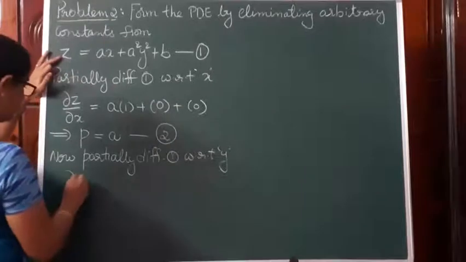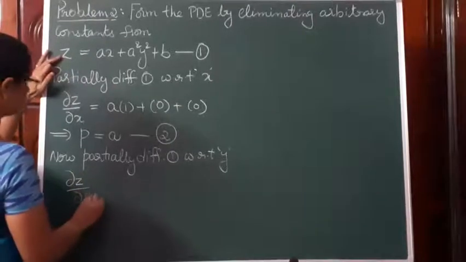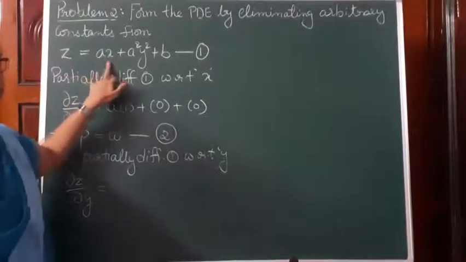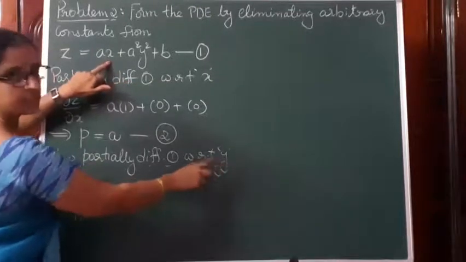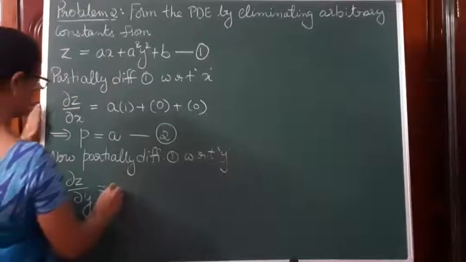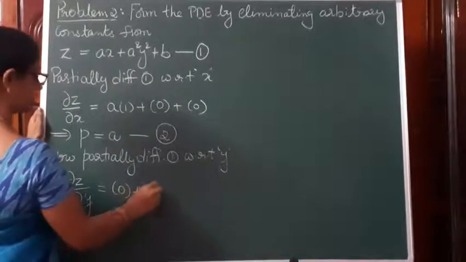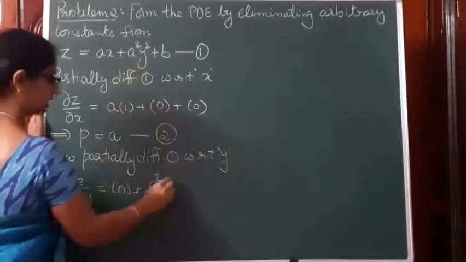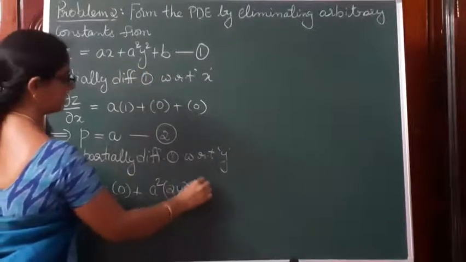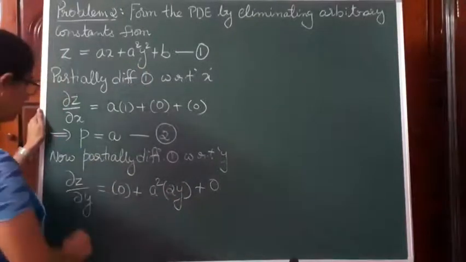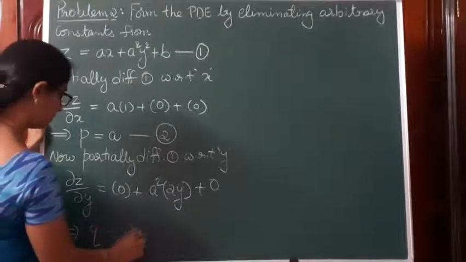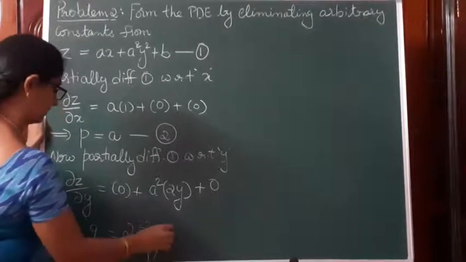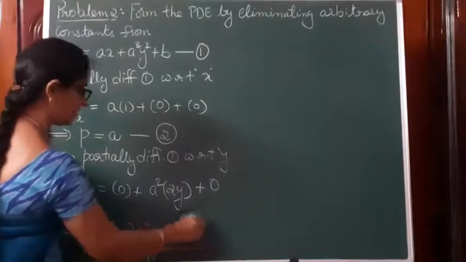Dou z by dou y is equal to, here we have x is constant, so its derivative is 0 as we are partially differentiating with respect to y. 0 plus a square into the derivative of y square, which is 2y, plus the derivative of b, which is 0. So from this what did we obtain? q is equal to 2a square y. Call this equation number 3.